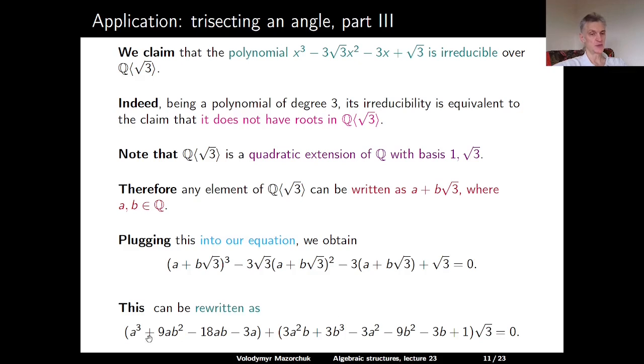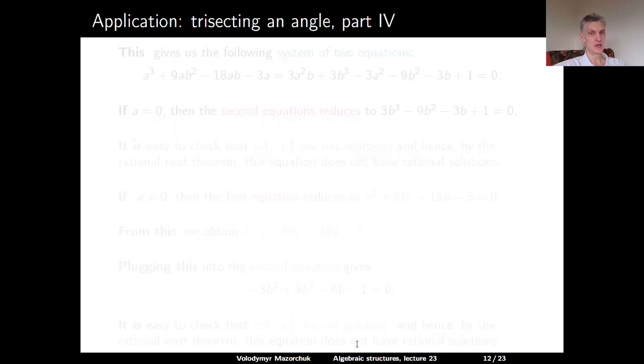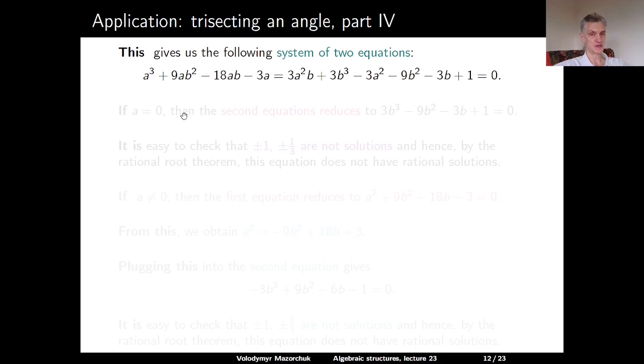So we get a cubed plus 9ab squared minus 18ab minus 3a, that's the rational part, plus 3a squared b plus 3b cubed minus 3a squared minus 9b squared minus 3b plus 1 times the square root of 3 is equal to 0. So since 1 and square root of 3 are linearly independent over Q, the two coefficients must be 0. So we get the system of two equations. The first coefficient is 0 and the second coefficient is 0.